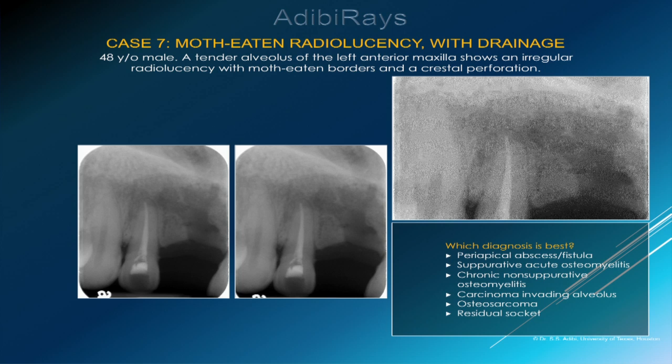This is a 48-year-old male with a tender alveolus of the left anterior maxilla, with an irregular radiolucency of a moth-eaten appearance, crestal perforations and draining pus. Which diagnosis fits this scenario? Periapical abscess or fistula, suppurative acute osteomyelitis, chronic non-suppurative osteomyelitis, carcinoma invading alveolus, osteosarcoma, or residual socket.